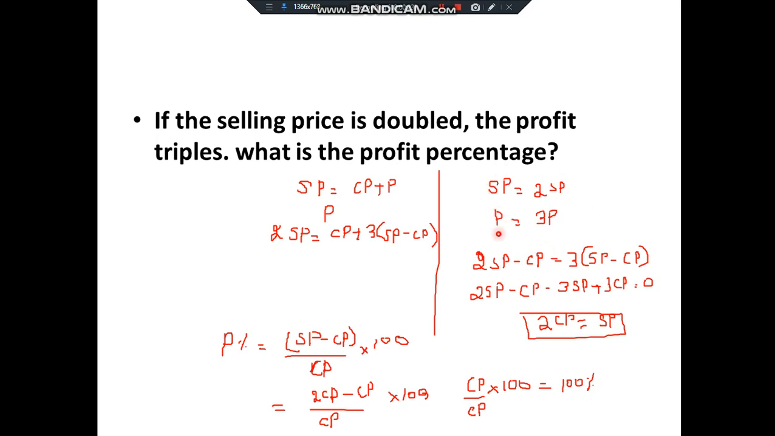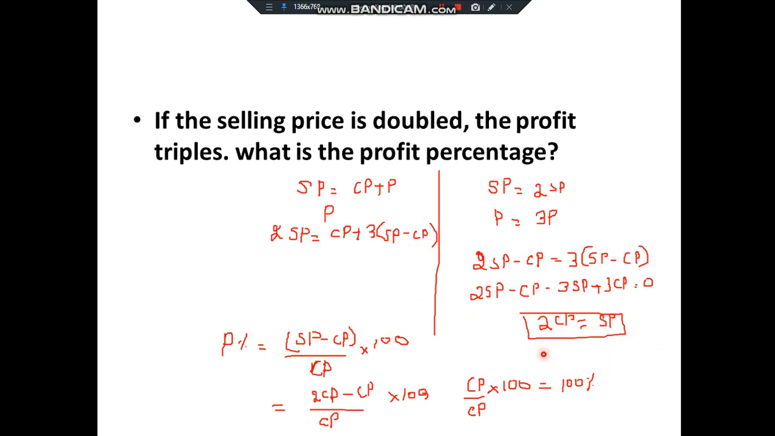So substitute 2SP instead of SP and 3P instead of P in our equation. So 2SP is equal to CP plus 3 into P. P is again SP minus CP. Now substitute the values: 2SP is equal to CP plus 3SP minus 3CP. Then find the value as SP is equal to 2CP.